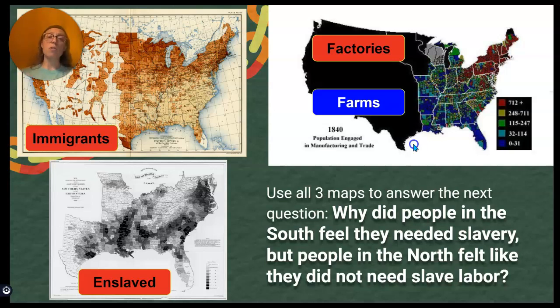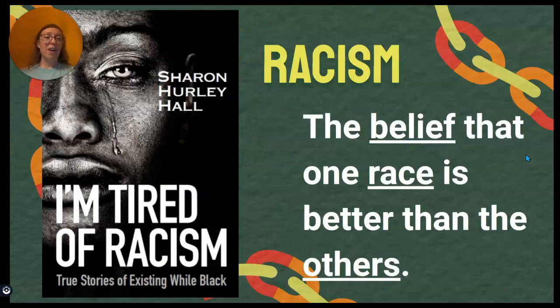Why did the people in the North feel like they did not need enslaved labor? Why did they feel like they could have people working in their factories for cheap prices without having slavery? At the heart of the cheap labor in the US at the time, we have this idea of racism, the belief that one race is better than others.